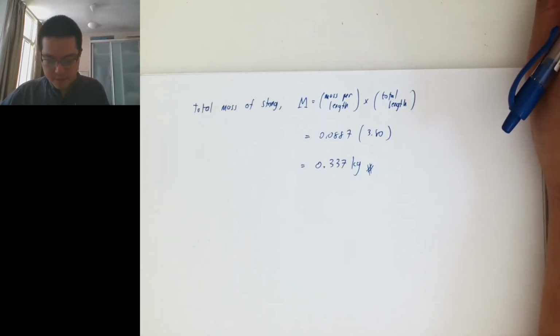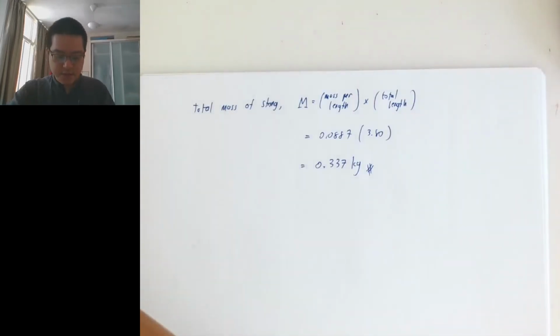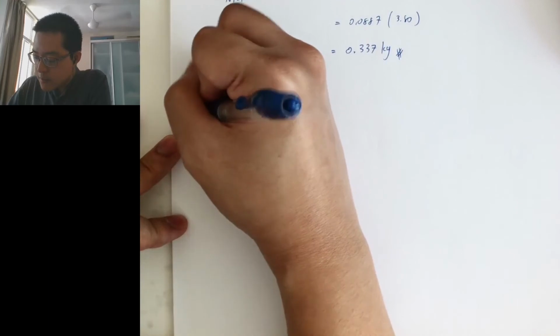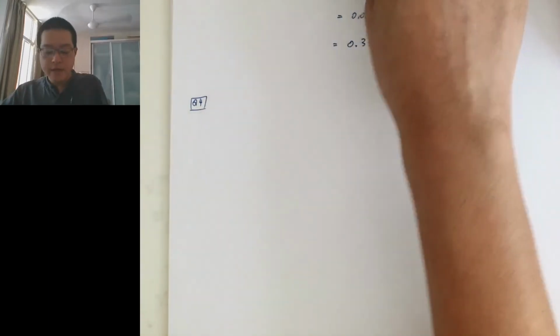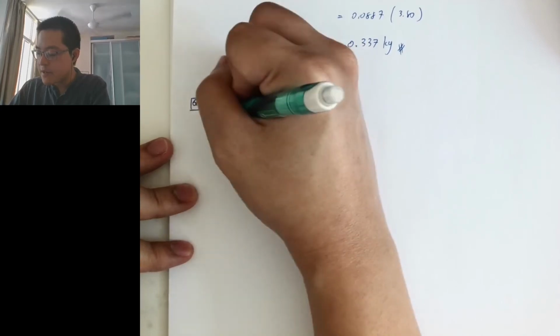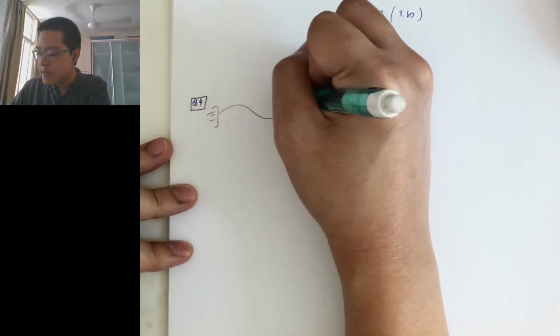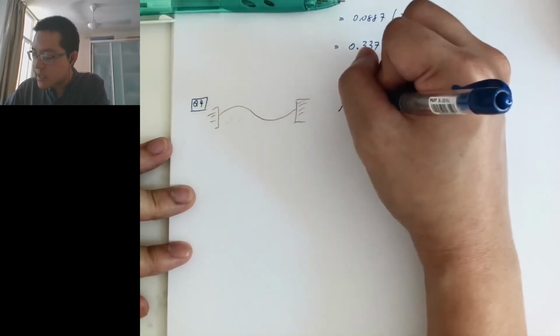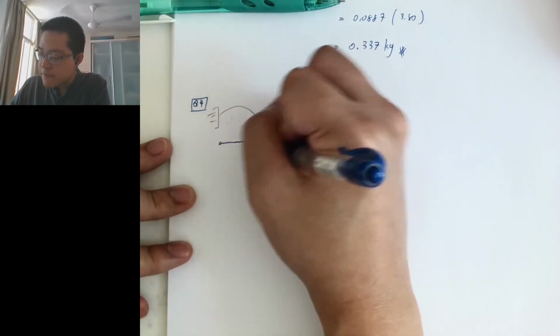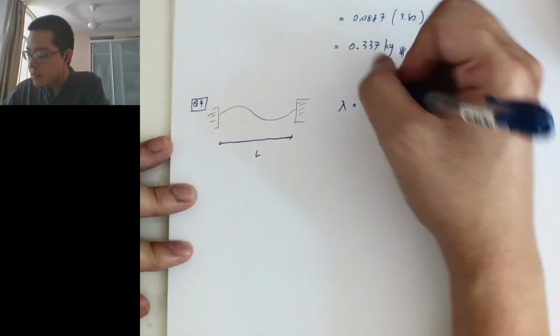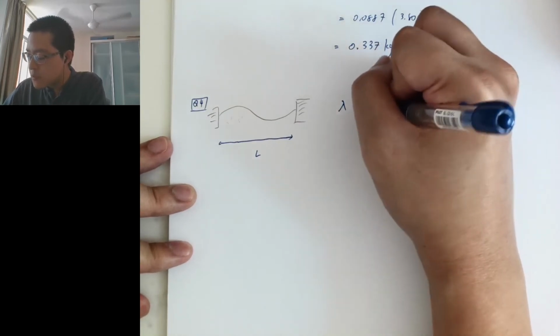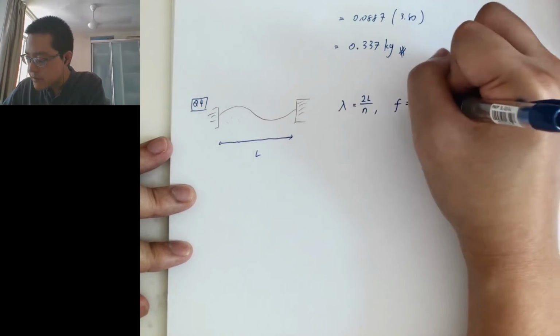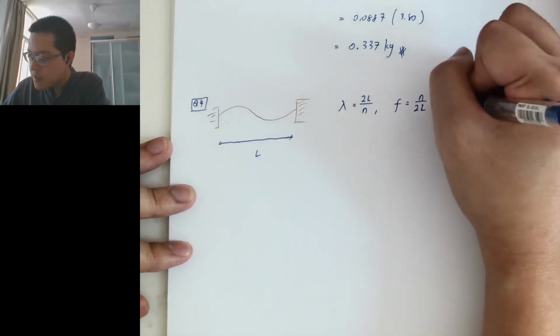Okay, so that was question 3. Question 4 is about standing waves. So let me remind you of a few facts about standing waves. For a standing wave, I can have a wave vibrating a string with fixed endpoints, like on a guitar. If the distance is L, the possible wavelength on the string is 2L over n, and the possible frequency is given by n over 2L times the square root of F over mu.